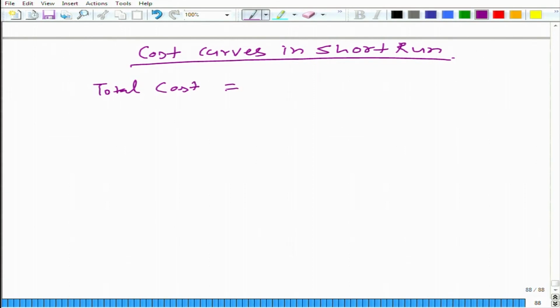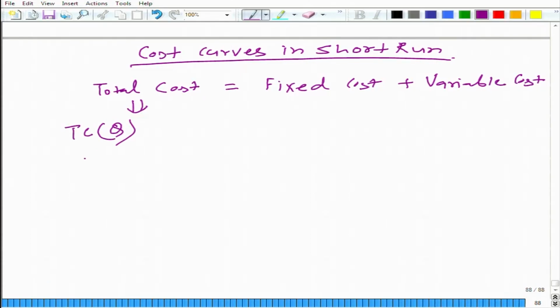Total cost can be divided into two components. One is fixed cost and the second is variable cost. What we have learned in the long run is that total cost is a function of Q. Okay?